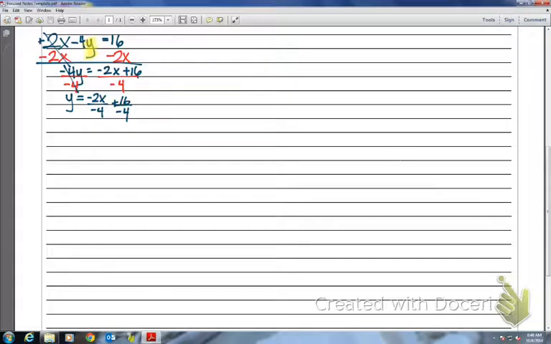So when I come over here to write it in slope-intercept form, I have y equals, well, -2 divided by -4 is positive 1/2 x. So there's my slope. And 16 divided by -4 is -4. That's my b. So m equals 1/2, and b equals -4.